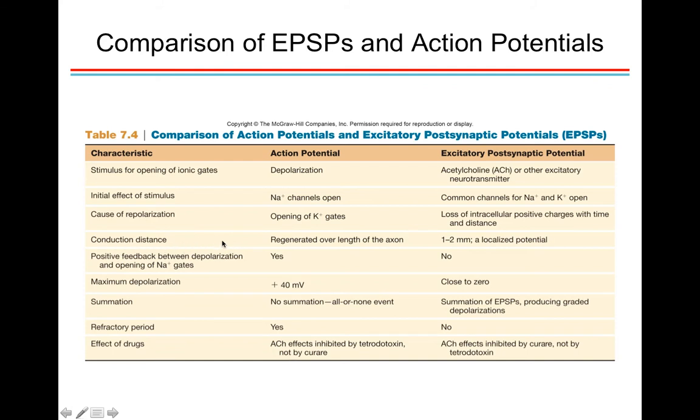What is the conduction distance? In an action potential, it's regenerated over the length of the axon. In the EPSP, it's typically just 1 to 2 millimeters. It's a very localized potential, and you need this to be occurring in so many places and so strongly to eventually get it to hit the axon hillock.